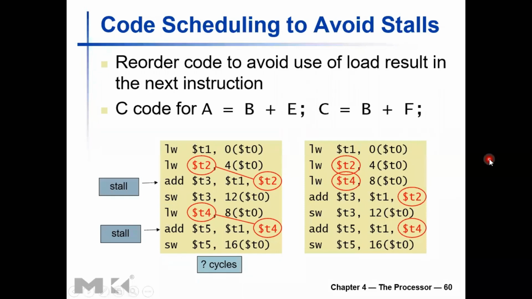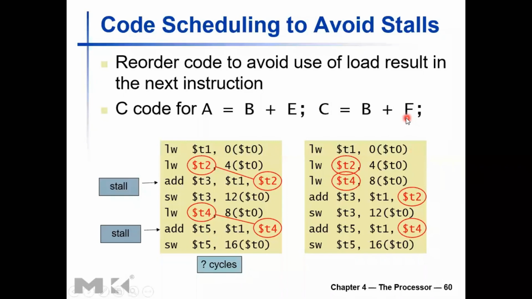Now we can go and reorder the instructions to avoid these two load use data hazards and still get the correct execution. So what we do is we load the three values one after the other. We load B into T1, we load E into T2, and we load F into T4. We do this loading of the value F from memory into register right after we do the loading of these two and before we do the adding, right? So what have we done there?